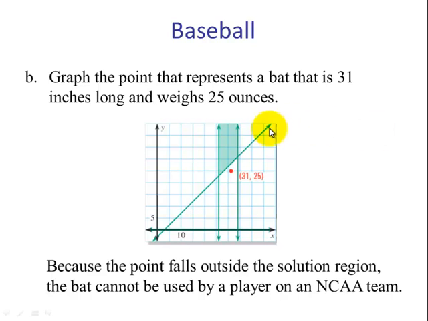The red section is the solution set for this system, and we see because the point 31, 25 is not in the solution set, the player will not be able to use the baseball bat on a NCAA team.